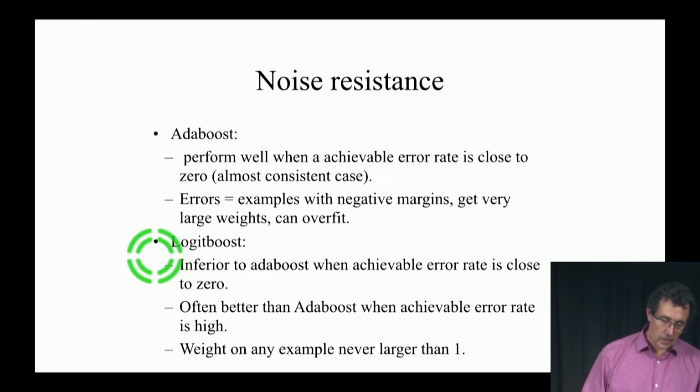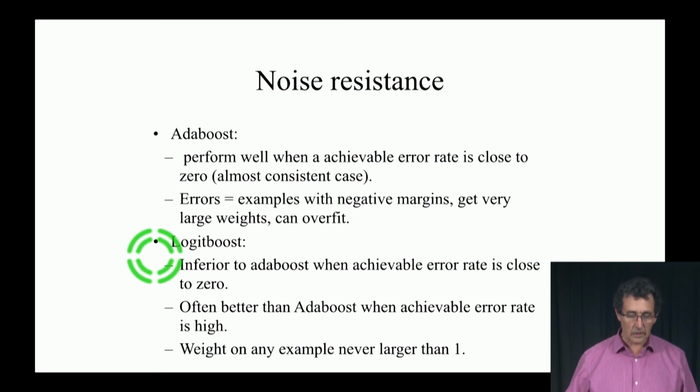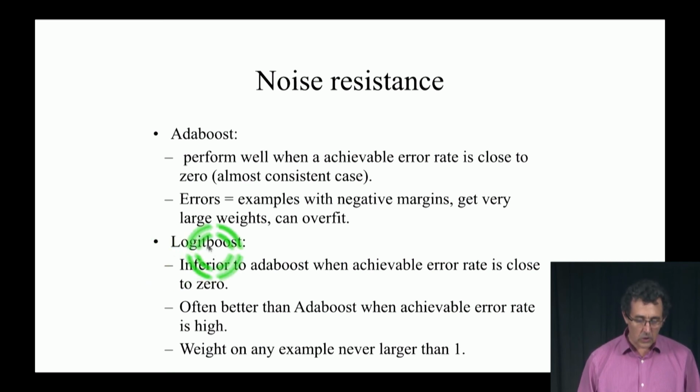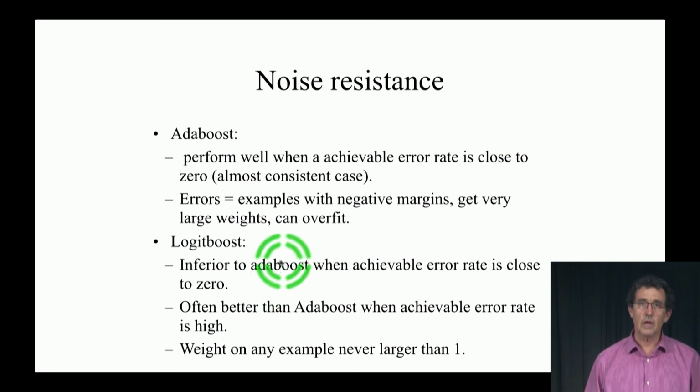So there is not conclusive evidence, but there is some evidence that AdaBoost is a better algorithm when you have a decision boundary that gives you close to 0 error. And LogitBoost is better when the amount of error is significant.